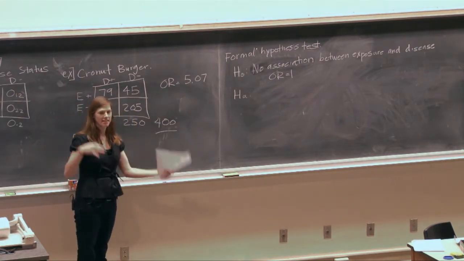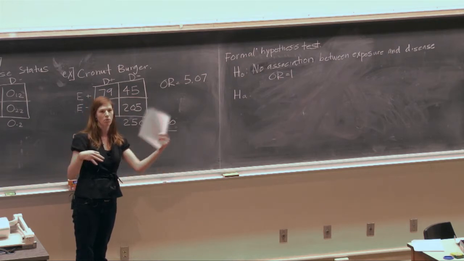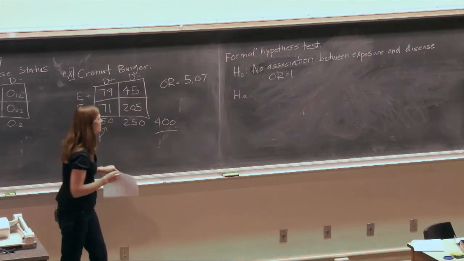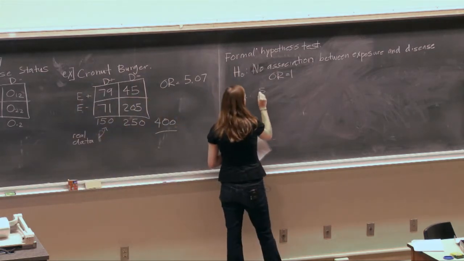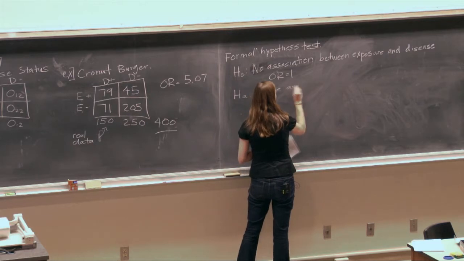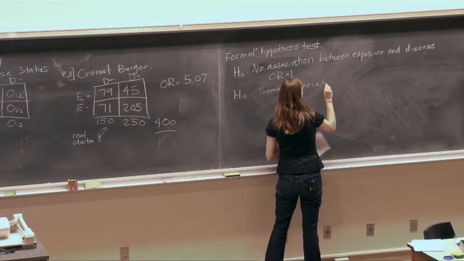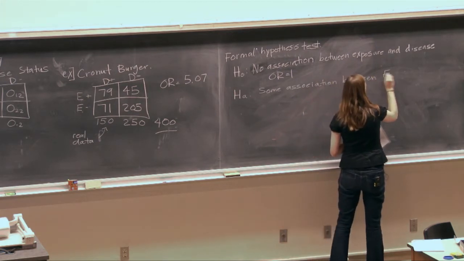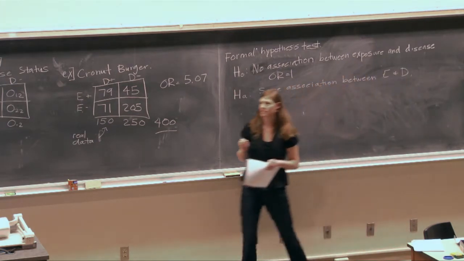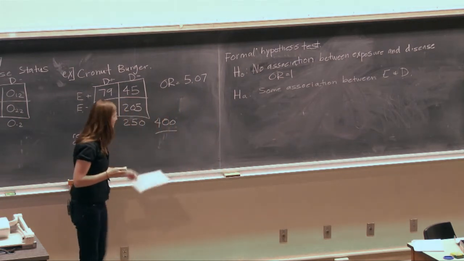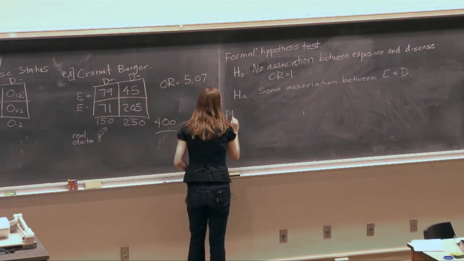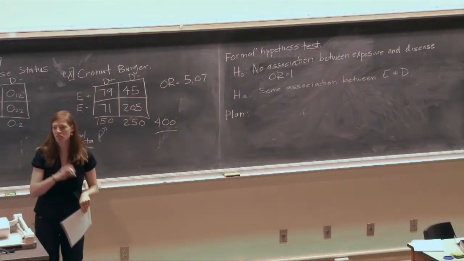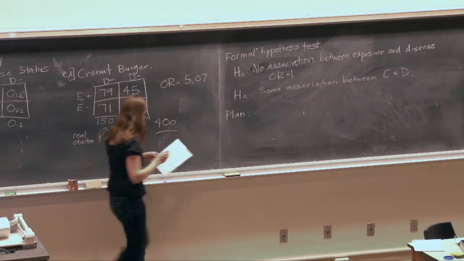Now we're going to do a two-sided test, so we don't care whether the odds was more likely if you ate the cronut burger or less likely. So we're just going to say that there is some association between the exposure and the disease. So that's what we want to test. So here's our plan, and we're going to go through it using this data. To start off with, I'm just going to assume the null hypothesis is true.